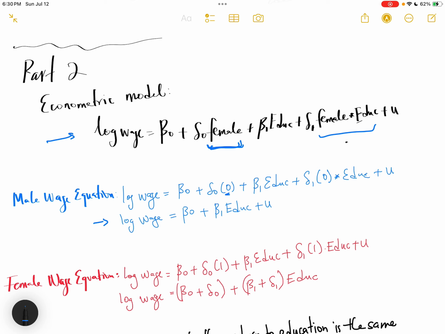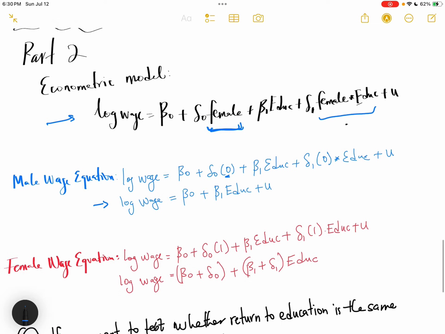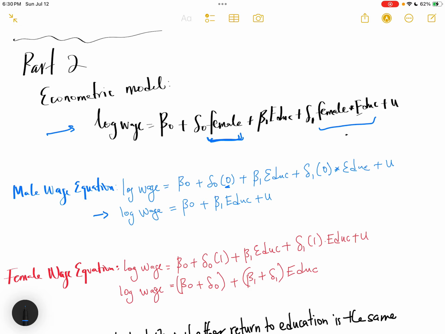Well, female equals 1 if woman, so our log wage will equal beta 0 plus delta 0 times 1 plus beta 1 times education plus delta 1 times 1 times education plus u. So at the end of the day, we have beta 0 plus delta 0 as our intercept for the female equation, and beta 1 plus delta 1 as the slope for the female wage equation.